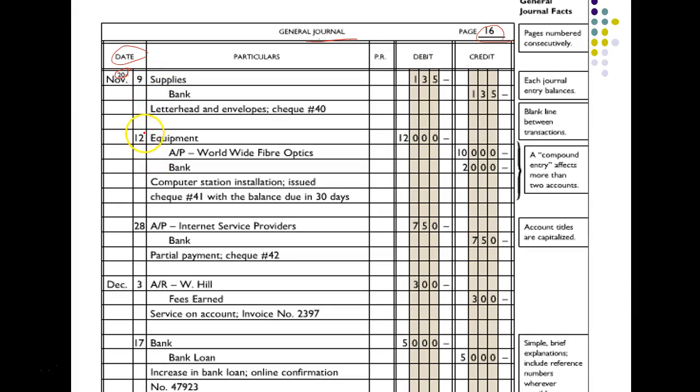The next transaction happens on November the 12th. And the third transaction happens on November the 28th. I don't have to write anything for the month until the month changes. So here, when the month changes to December, I write the December there, and the first transaction happens on the 3rd, and then the second transaction happens on December the 17th, and I don't write the month. I don't write the month anymore.